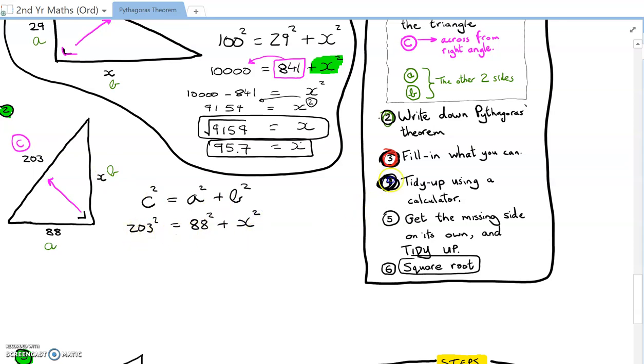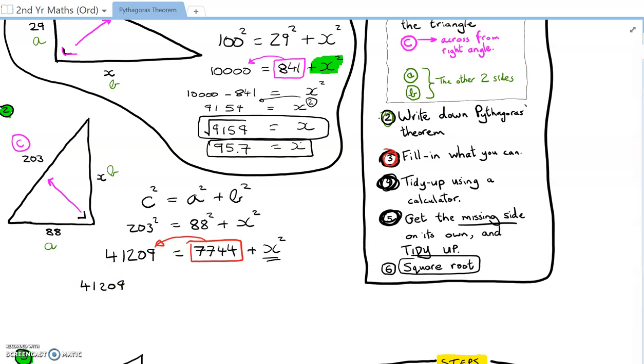Tidy up on the calculator. So there's a lot of big numbers here, isn't it? 203 squared is 41,209. 88 squared is 7,744. And of course, X squared is still just X squared. Okay, now we have to get the missing side. Here's our missing side. Get that on its own. So to get it on its own, I'm going to need to move this number here over to this side. So it'll be 41,209, yeah, you guessed it, minus 7,744. And the X squared is still there.